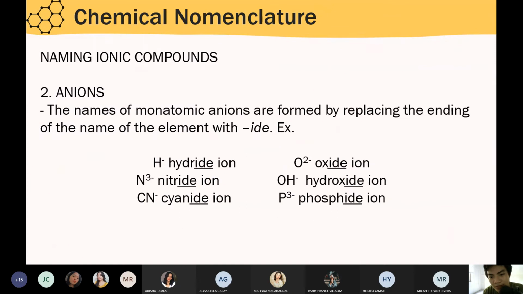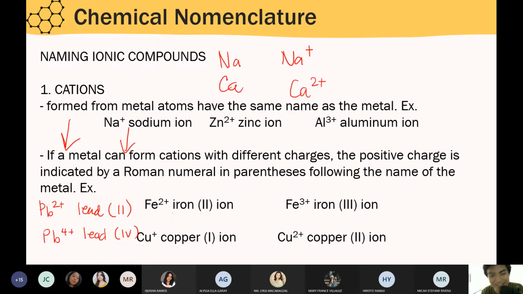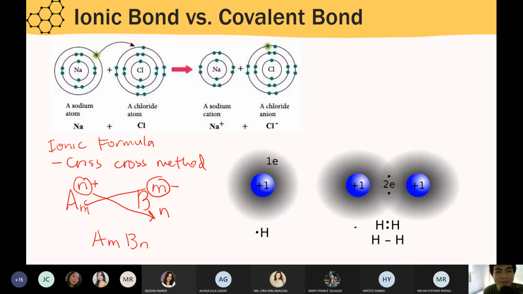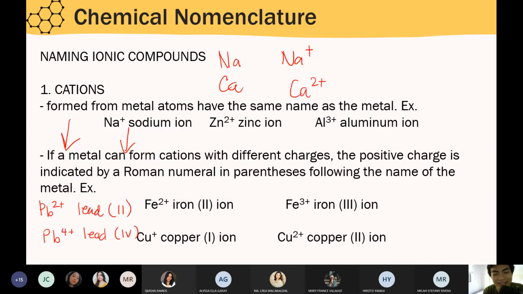So now, let's proceed with the negatively charged particles, the anions. For anions, there will be different rules than the cations. Ang dami pa. Kaya sabi ko sa inyo, memorize nyo na lang to. And don't worry, when I first encountered this, I really found it hard nung una. Pero over time, you will just memorize it na lang.